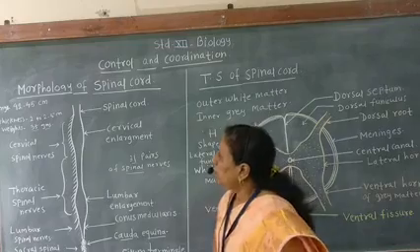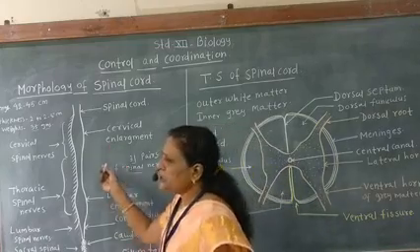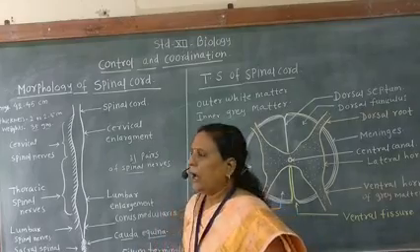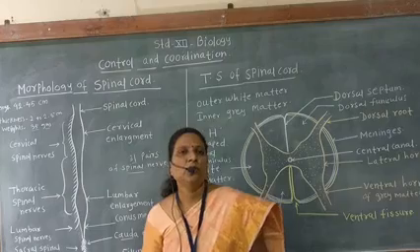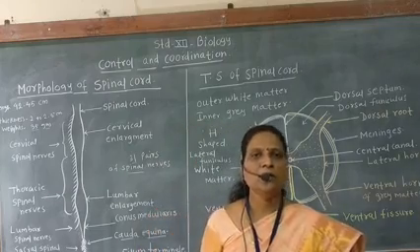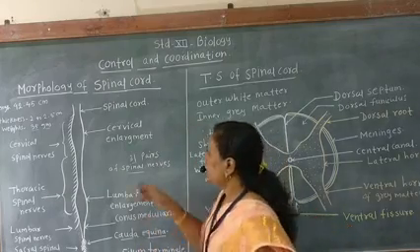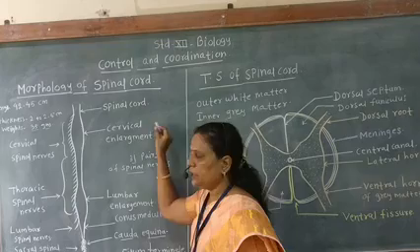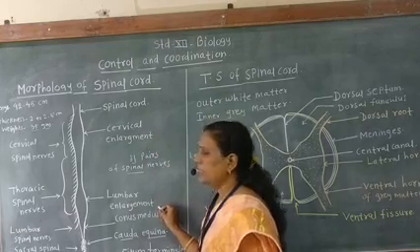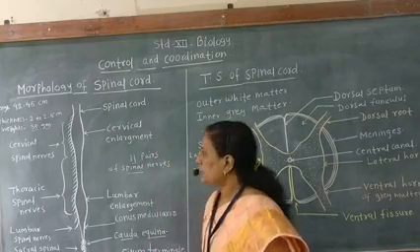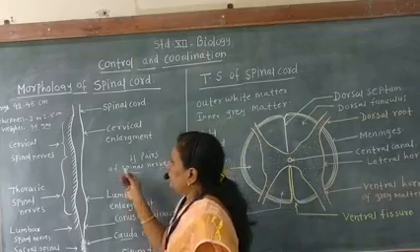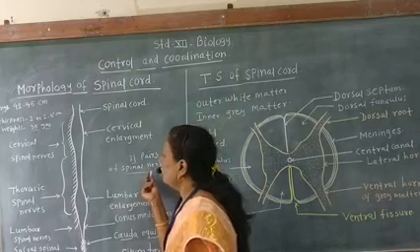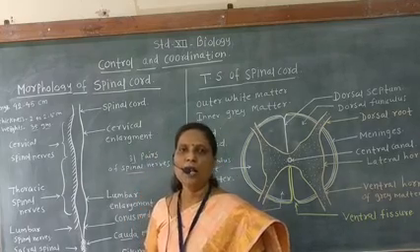Now the spinal cord runs up to the second lumbar vertebra. Along its length, it shows two swellings or two enlargements. The first enlargement is called the cervical enlargement and the second is called the lumbar enlargement. The spinal cord gives rise to 31 pairs of spinal nerves.